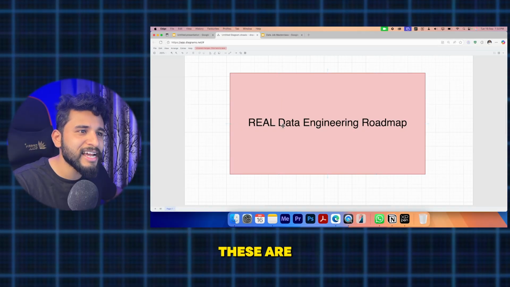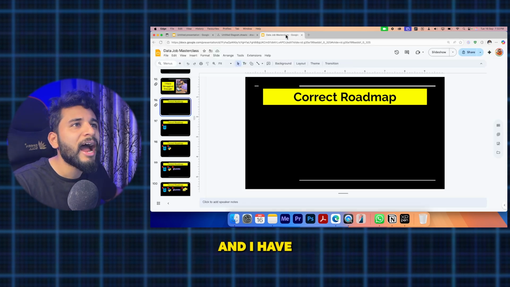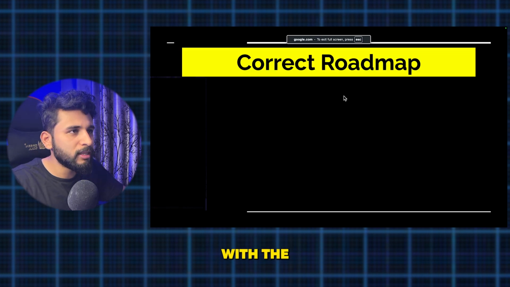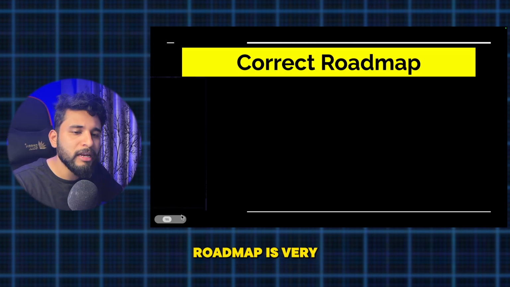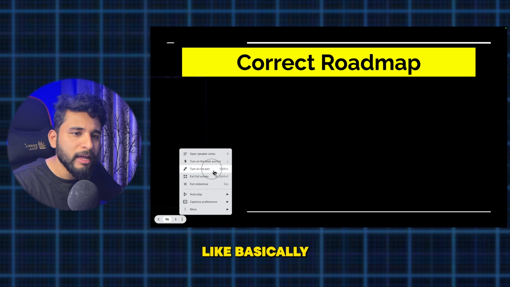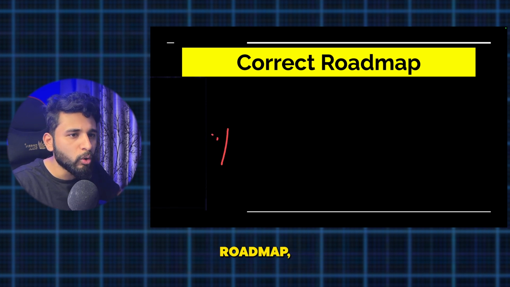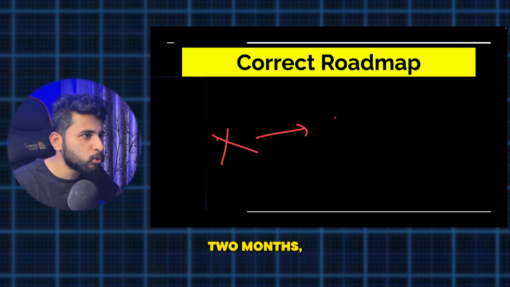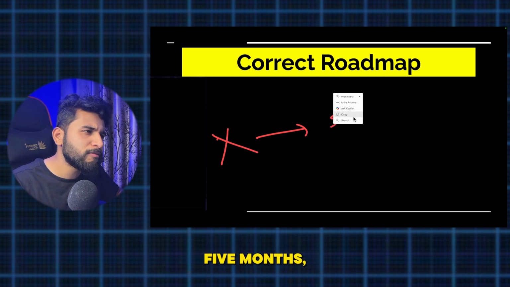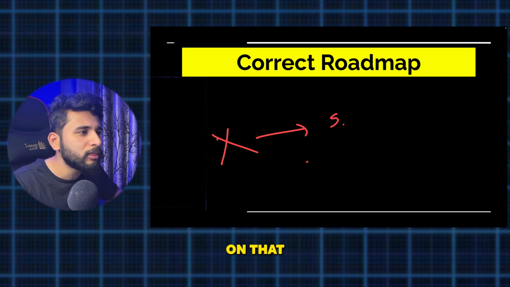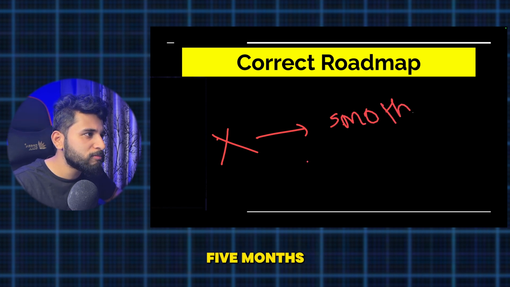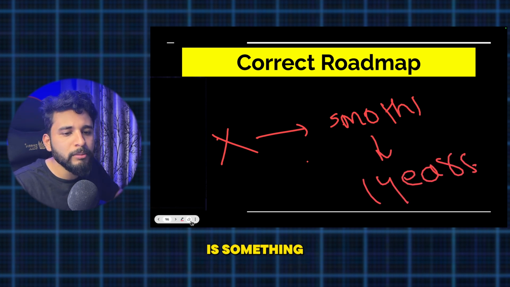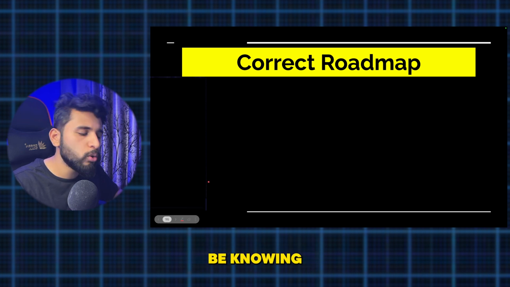As you can see on the screen, this is a real data engineering roadmap that I'll be sharing, and I have the things open. I'll just open it in slideshow, and we'll be opening with the correct roadmap, because a correct roadmap is very, very important. If you don't have a correct roadmap, what will happen is, if something used to take about 2 months, it will take about 3-5 months, sometimes 1 year, and you are still stuck on that particular thing only. You are not focused on other things. So a roadmap is something that is very, very important, and you should know about it.